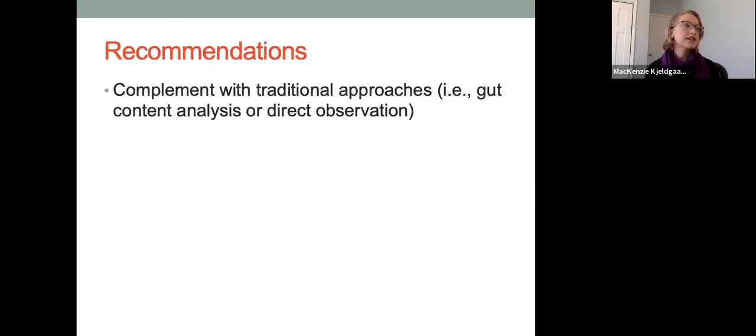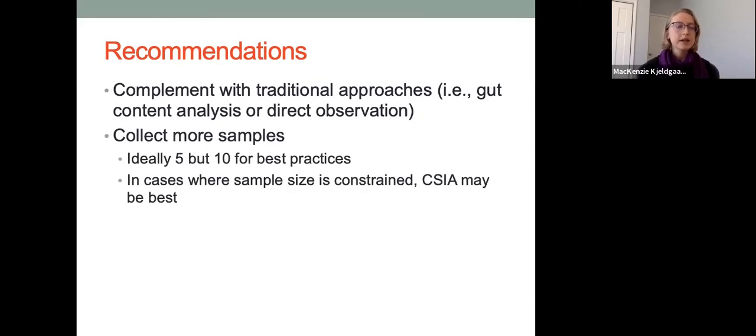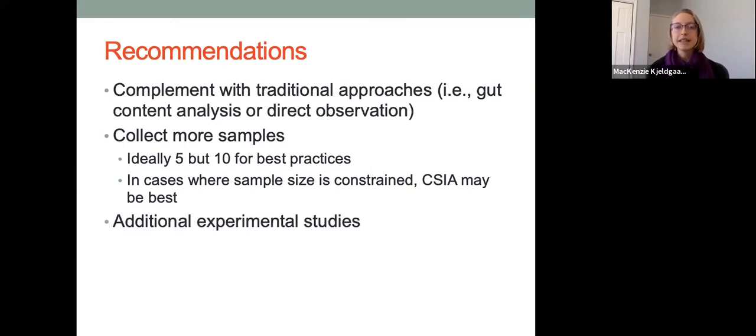Some of my recommendations are to complement stable isotope analysis with more traditional approaches, such as gut content analysis or direct observation. But ultimately, we need to be collecting more samples. So ideally 5, but 10 for best practices, for every trophic group that we're looking at. And in cases where sample size is unavoidably constrained, such as many wildlife studies, compound-specific isotope analysis may be best because it requires the fewest number of samples. But ultimately, additional experimental studies are going to be necessary moving forward to determine really the best methodology and baseline for each habitat.